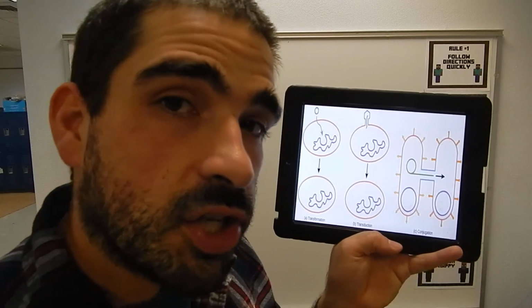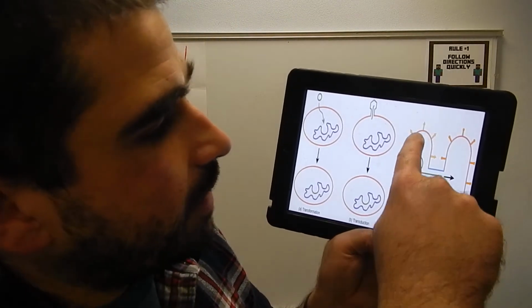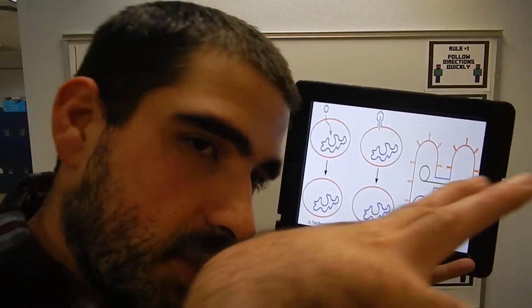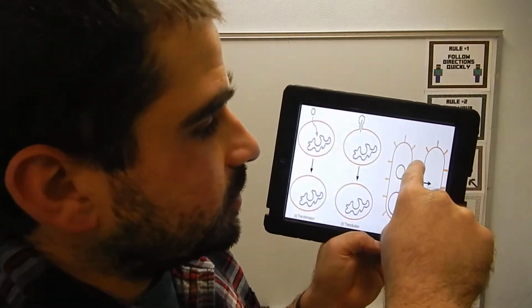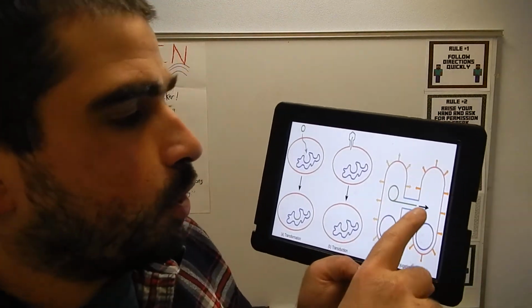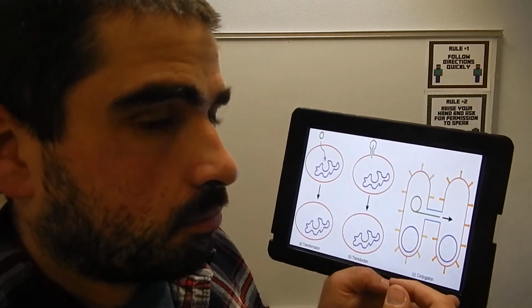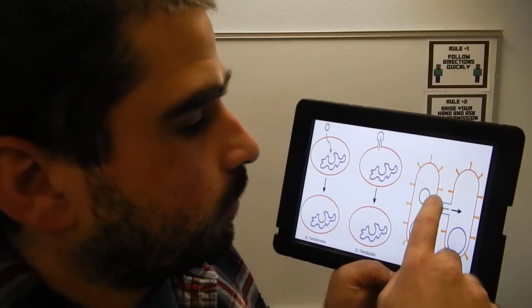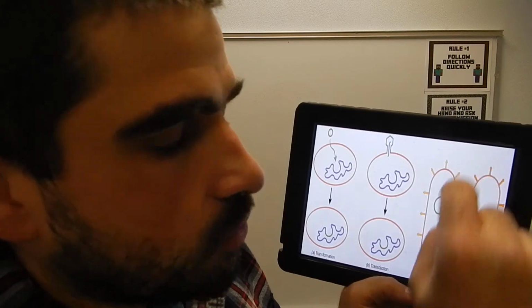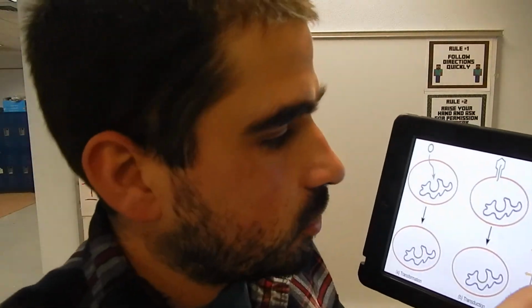The last one is called conjugation. And what you have is a bacteria cell floating around, and it actually stretches out and attaches a bridge to another cell. When this bridge is complete, the bacteria cell injects its DNA into the new cell and then closes the bridge, and then it goes away.